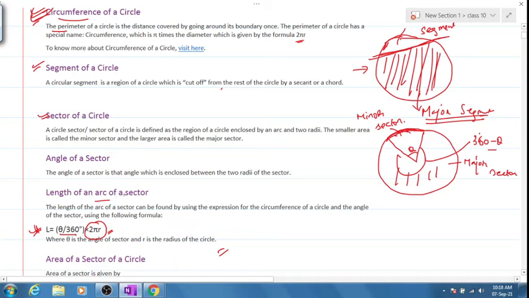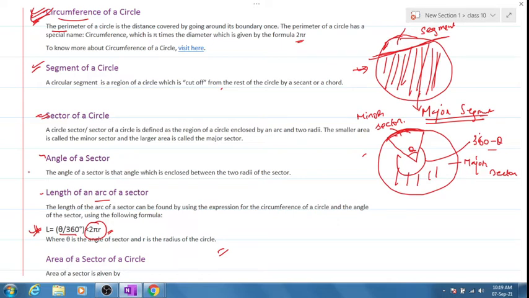Now I would expect you to copy this figure and copy these terms also, or you can simply take a screenshot. We'll move on because these are some basic things which you already know. Can we move on? Yes or no?